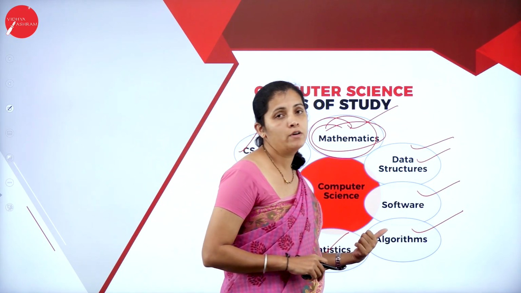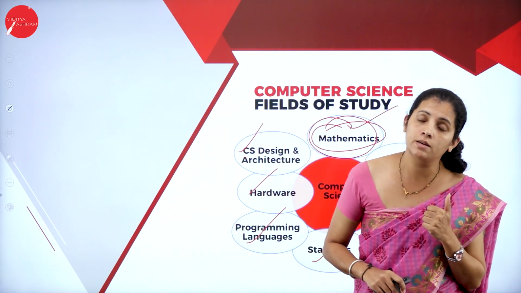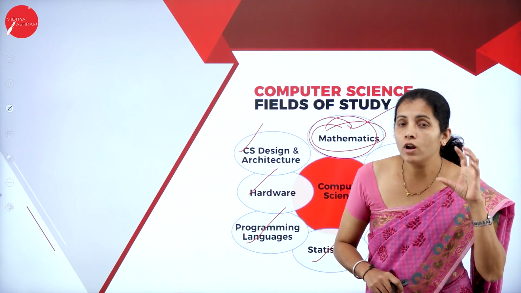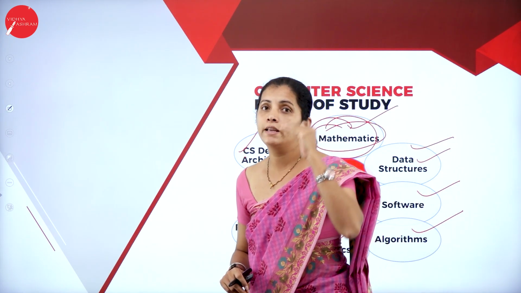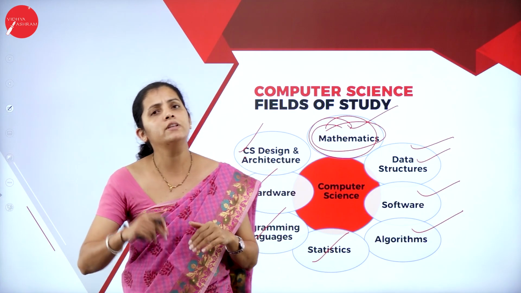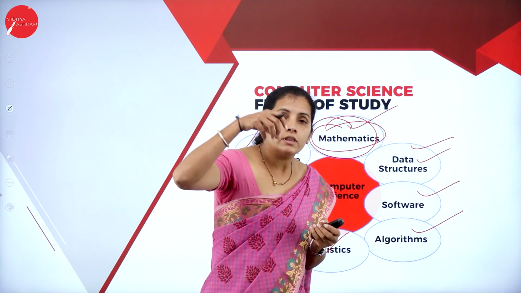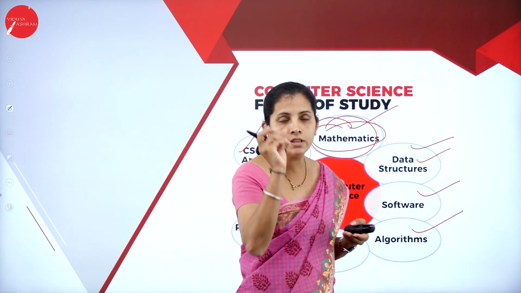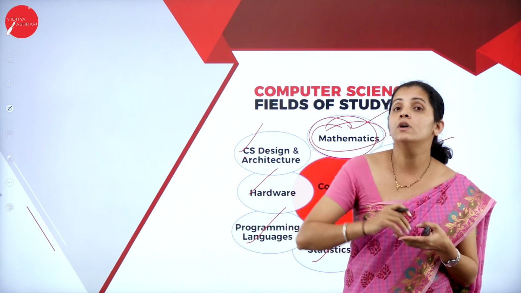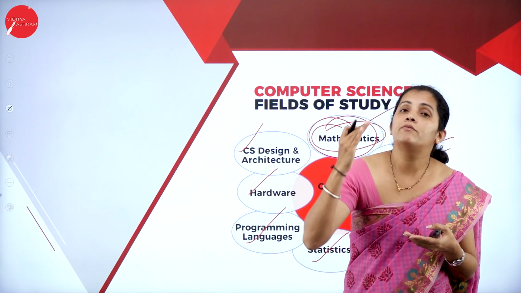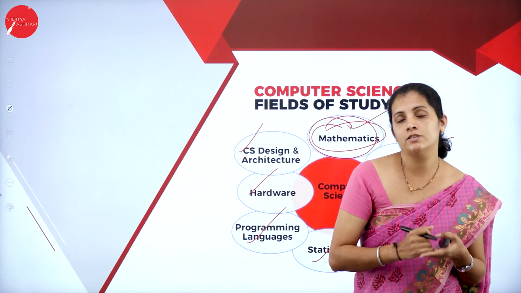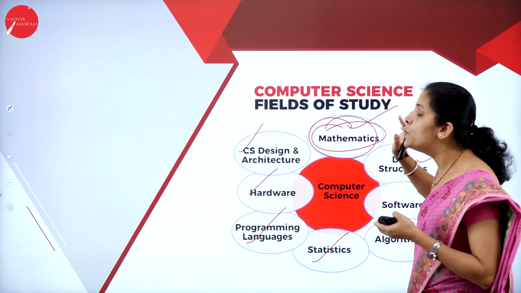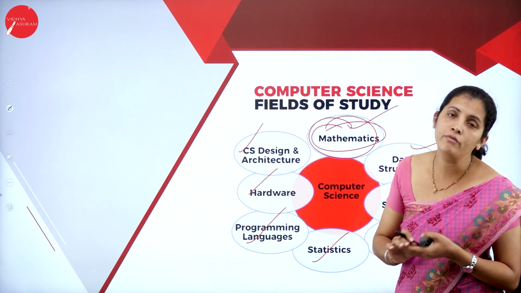Then we are going to have algorithms. So what is an algorithm? That is nothing but a finite set of instructions. So in an algorithm, we are going to write the finite set of instructions. That means whatever the problem we have, for that problem we are going to have a finite number of solutions. Whatever finite number of solutions I have, I'm going to represent that in the form of a finite number of instructions. That itself is called an algorithm. So the algorithm is a very, very important field of computer science.